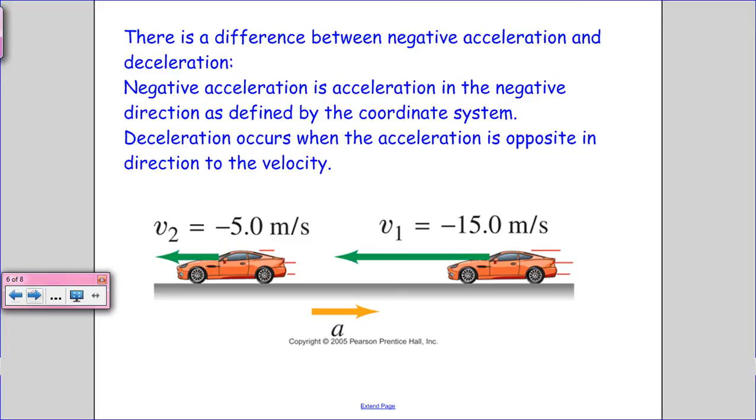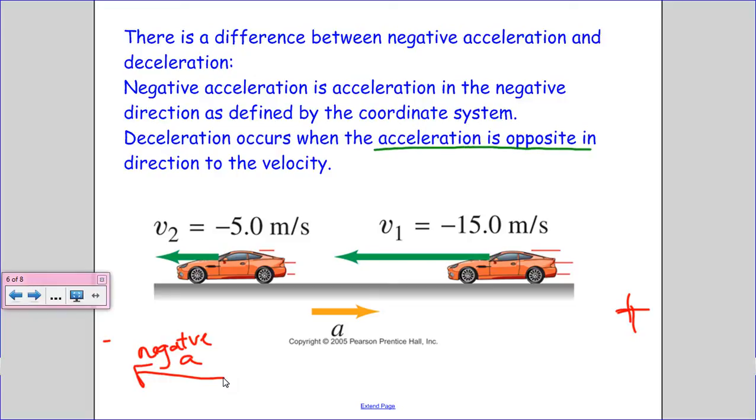So we want to be careful with terms here, talking about acceleration, because there is a definite difference between negative acceleration and deceleration. They are not the same thing. Negative acceleration is an acceleration in the negative direction. Any acceleration in this direction is a negative acceleration, right? We called this side negative and this side positive. However, deceleration occurs when the acceleration is opposite in direction to the velocity. So in the picture, we have a car that is moving in the negative direction.